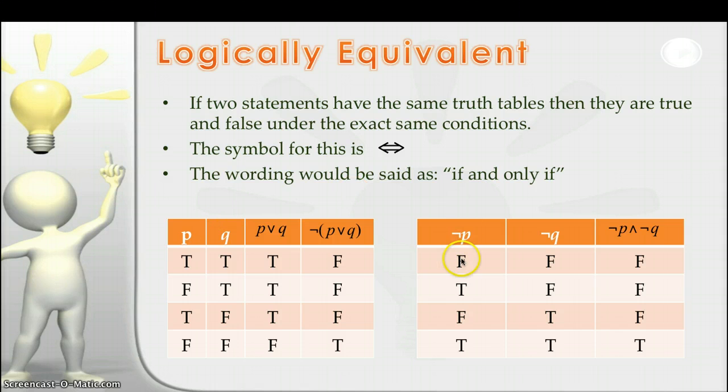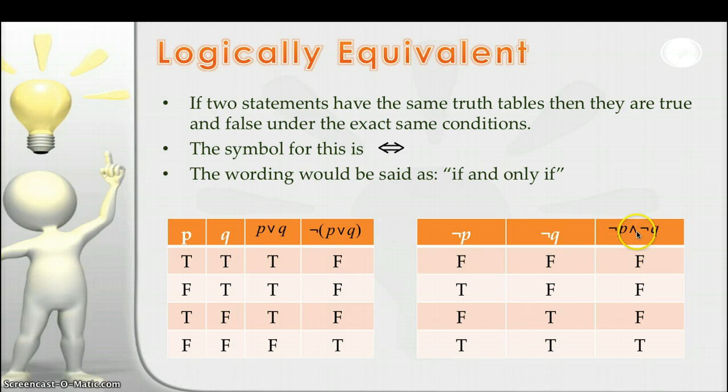In the next compound statements, we negated the original propositions. Negate P, you will have F here. You negate this false, it becomes true, and so on and so forth. So all of these are negations of proposition P. The same with Q. We just negated the proposition Q, and all the values here are just the opposite of the values that you have here in Q.